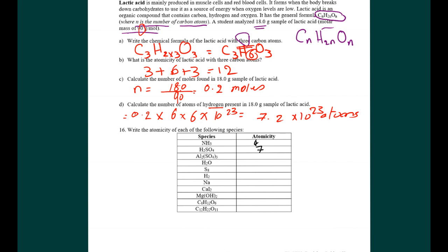Here, the total is 7. Here, 2 aluminium plus 3 sulfur plus 12, total of 17. We have a total of 3 and 8, 2, 1, 3, 5. Here 6 plus 12 plus 6 equal 20. 12 plus 22 plus 11 equal 45.